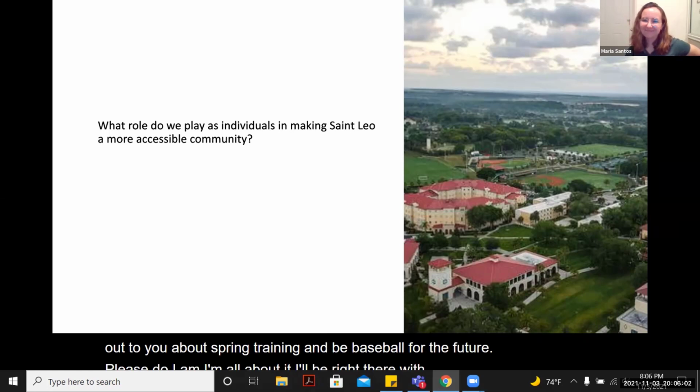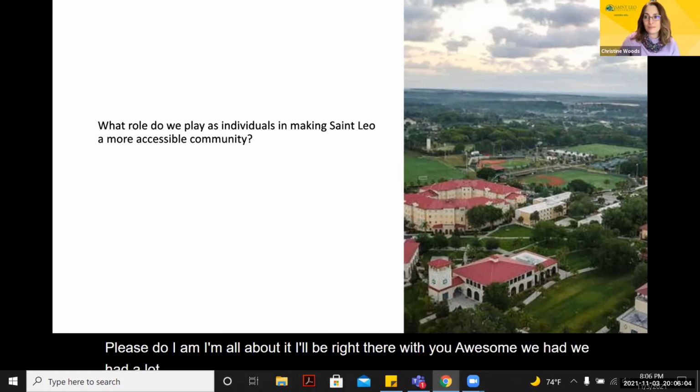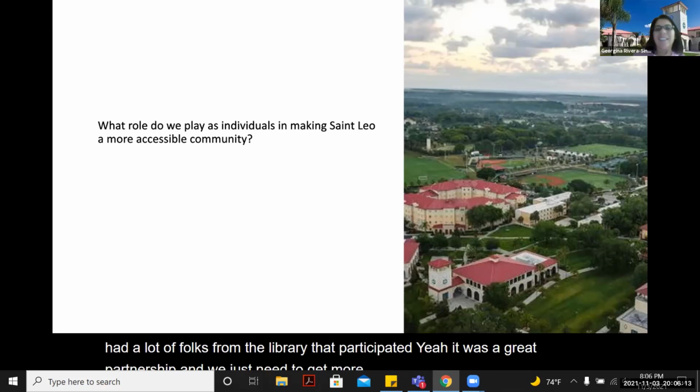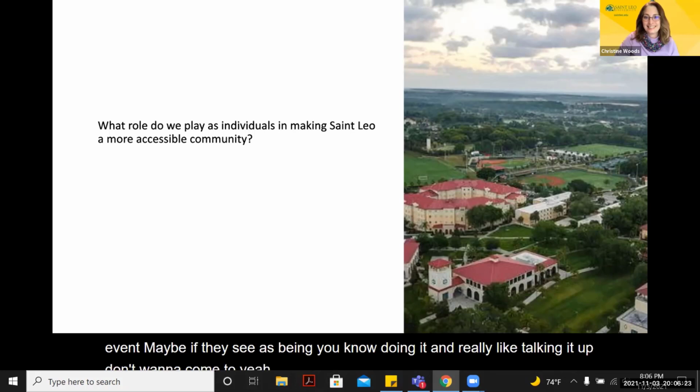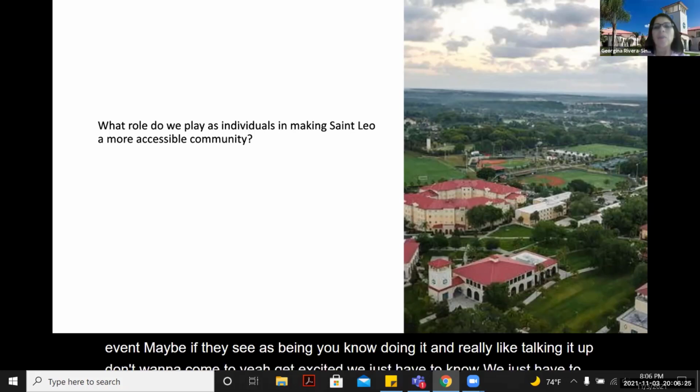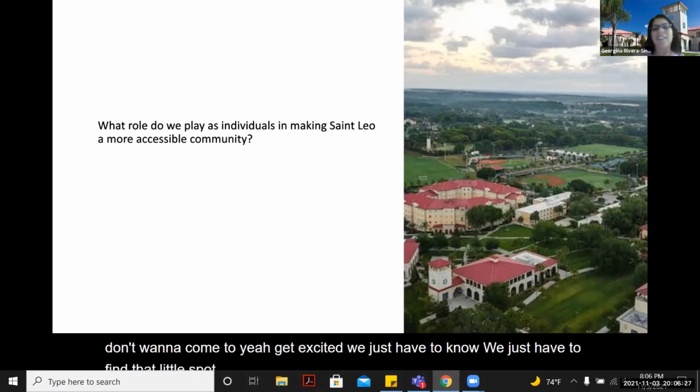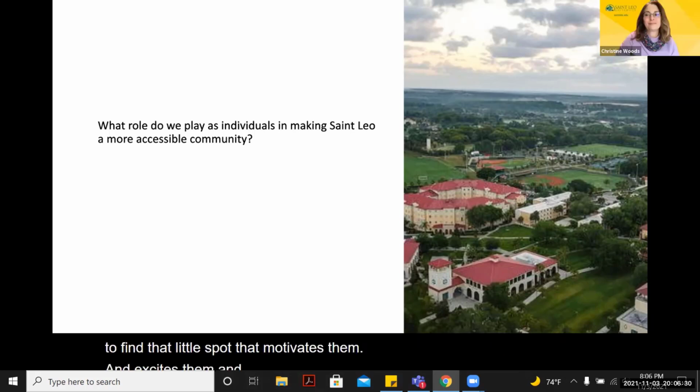Awesome. We had a lot of folks from the library that participated. So it was a great partnership, and we just need to get more students to come to this kind of event. Maybe if they see us doing it and really talking it up, they'll want to come too. They get excited. We just have to find that little spot that motivates them and excites them, and we can get them out there. Yep, absolutely.